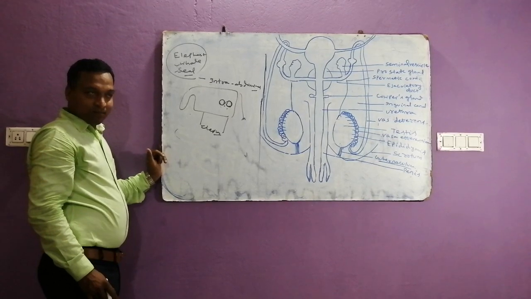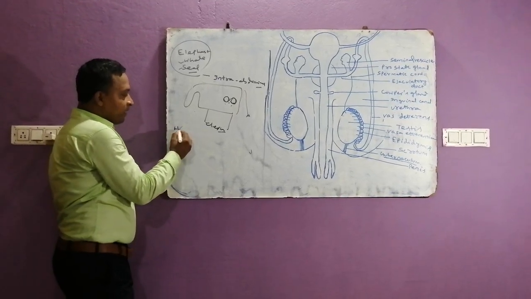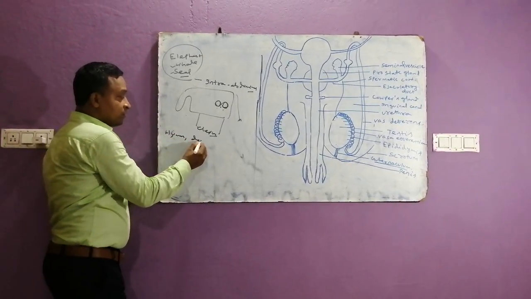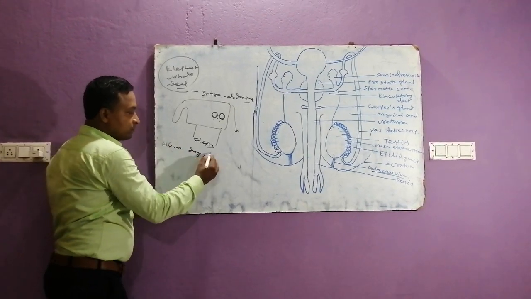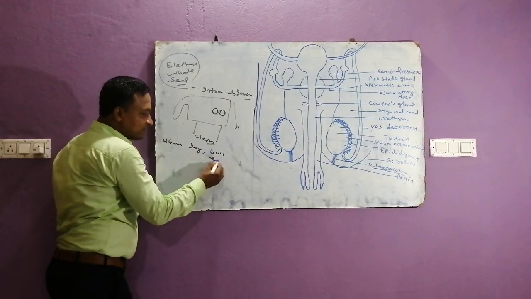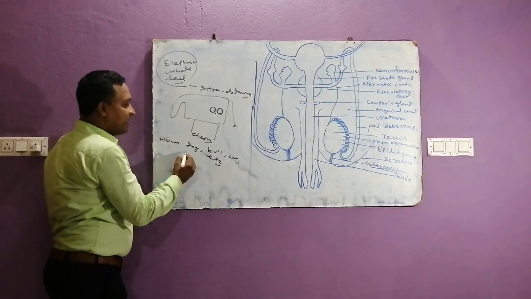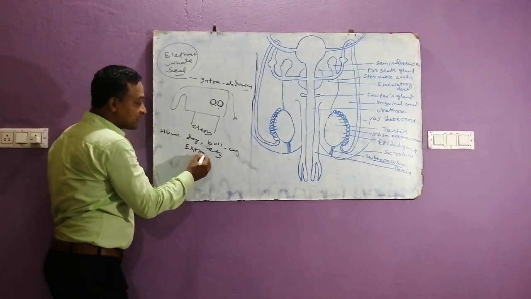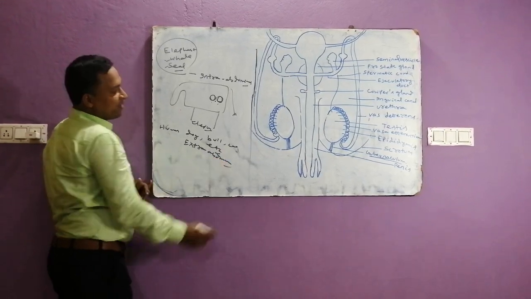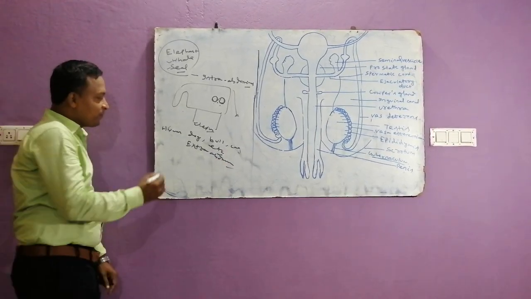In human, dog, bull, cat, etc., the testis is extra-abdominal.